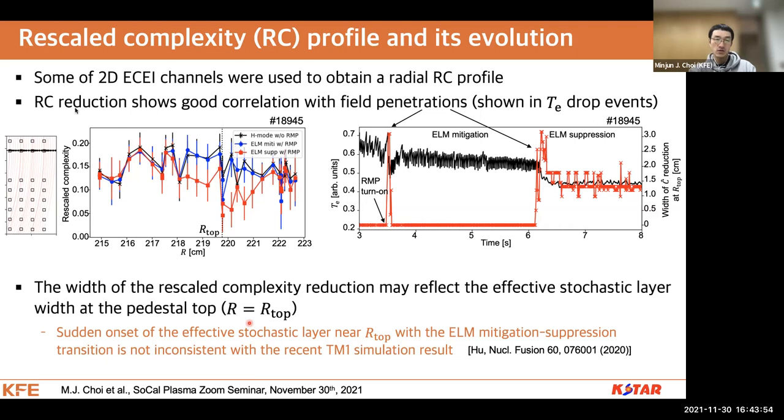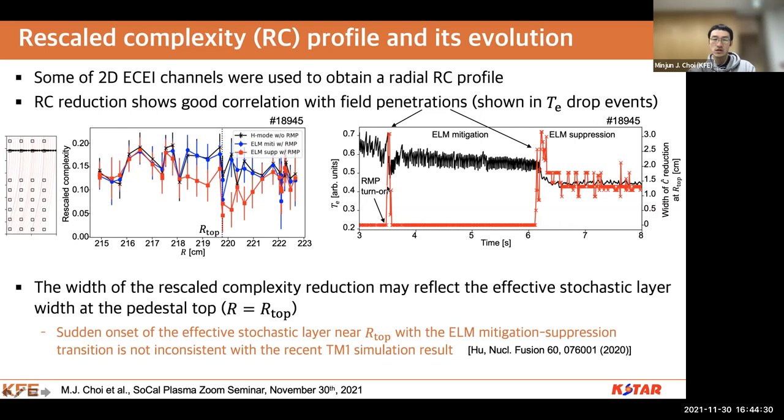This rescaled complexity reduction shows good correlation with the field penetration event shown in the temperature drops. For example, this is the time evolution of the width of the reduction in the profile, and this is the analysis result for the first discharge I showed you. The RMP field was turned on at this time. And when the RMP field was turned on initially, we could see a temperature drop event.